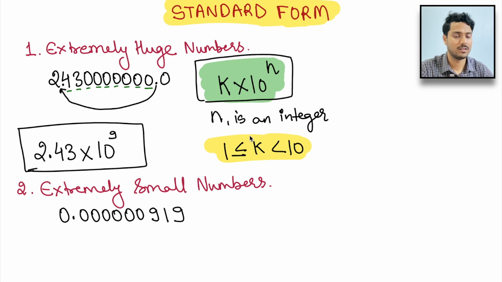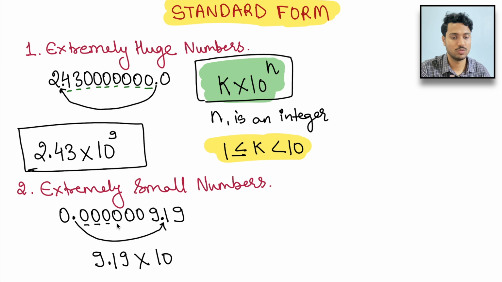So for that, we have to transfer this decimal point from here to here, between 9 and 1, so that we can write the value of k, which is 9.19, multiplied by 10 raised to how many digits? 1, 2, 3, 4, 5, 6, 7. 7 digits. But this is a very small number, so this will be negative 7.